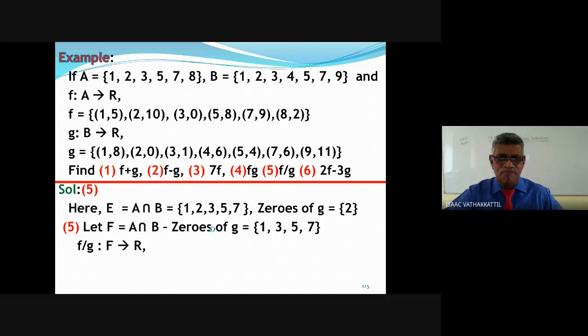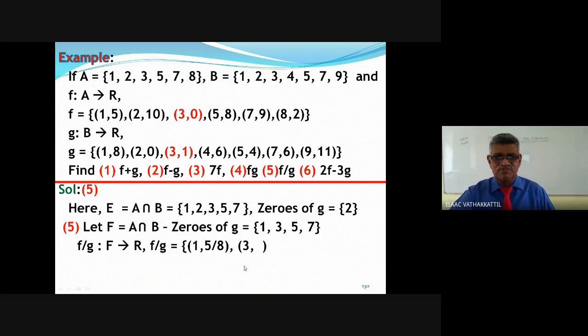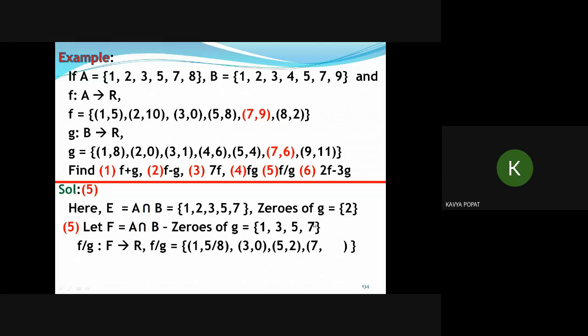Now the work is simple. F by G from the domain to R. F by G of 1 is F of 1 by G of 1. Nothing to worry. It is 5 by 8, not 8 by 5. And F by G of 3 is 0 by 1, that is 0. F by G of 5 is 2. F by G of 7 is 3 by 2.